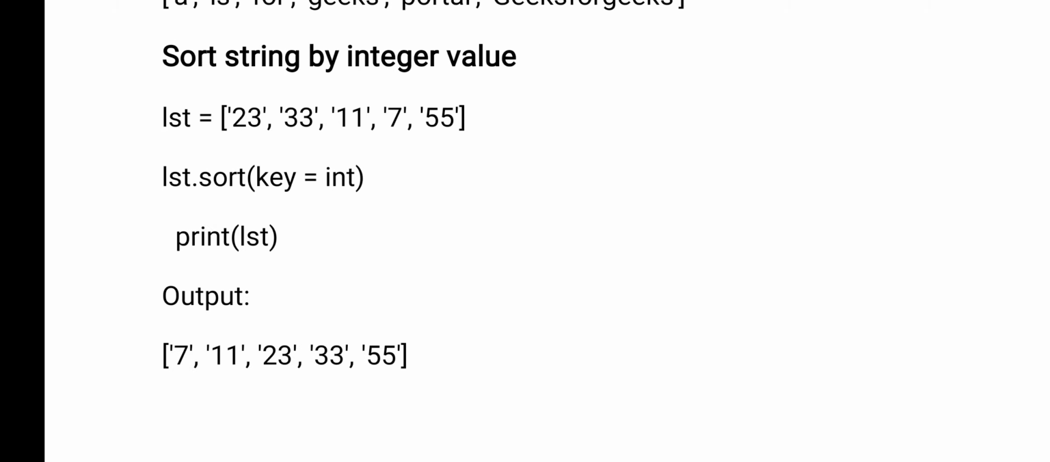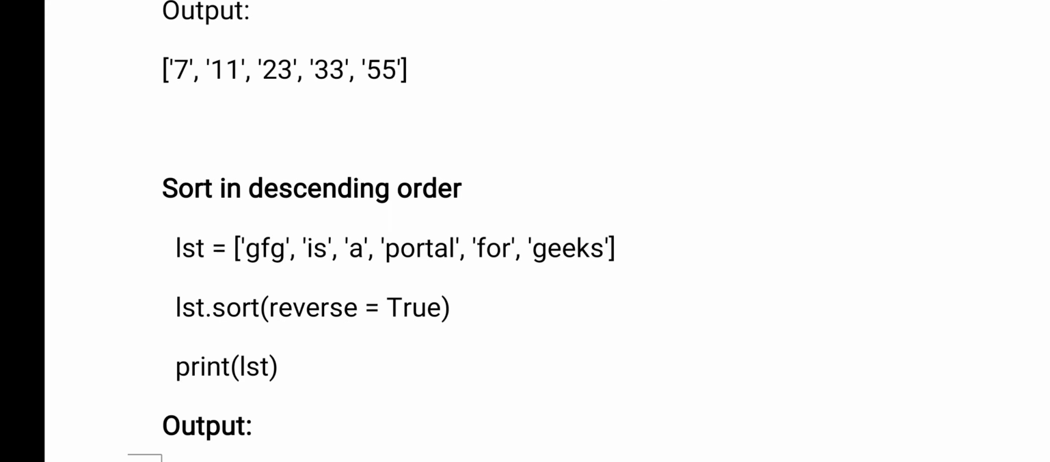Now the third one is sort strings by integer value. Integer value means according to the number. Here we have 5 numbers. According to the value, from the smallest to the biggest, the numbers will be sorted.